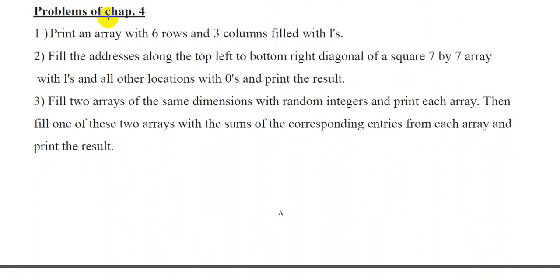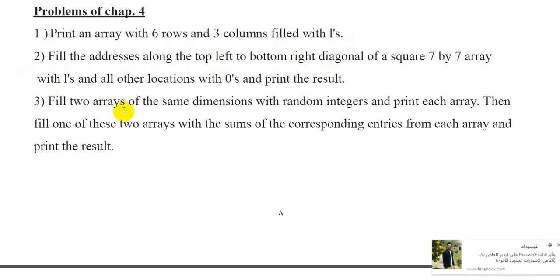Problems, or even the task here for chapter 4. Number 1: print an array with 6 rows and 3 columns filled with first, as you can see, fill them with one step alteration. Number 2: fill addresses along the top right to the bottom left diagonal of the square 7 by 7 array.